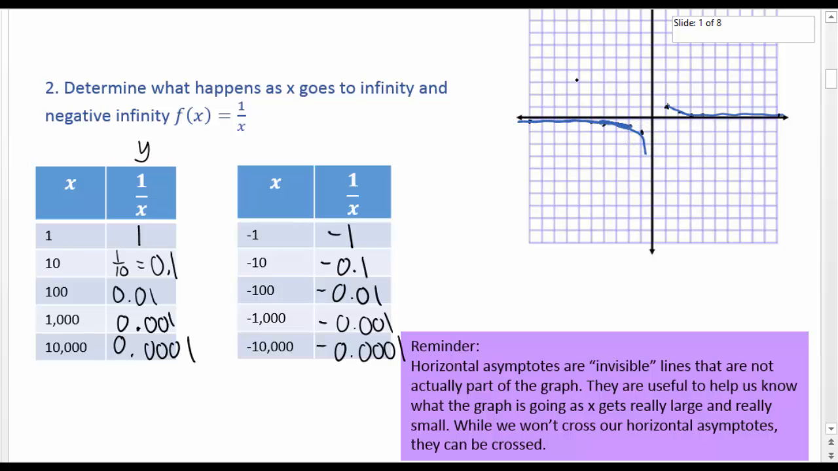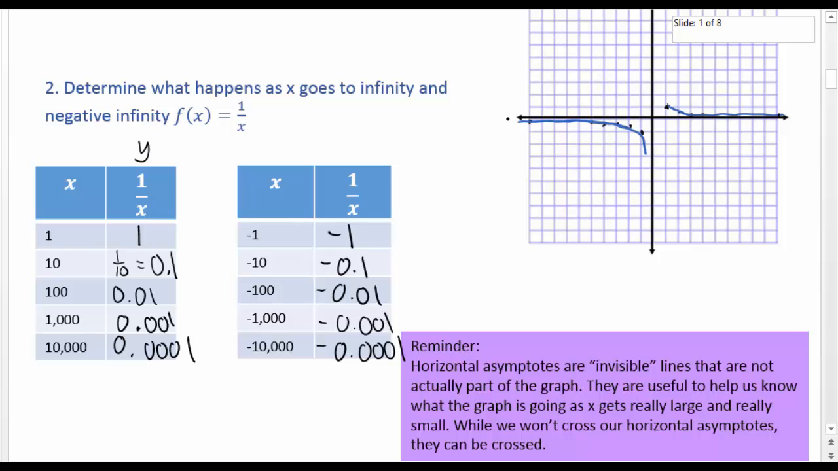So we have part of this graph figured out. Notice that we've already decided that we will never have a value of y equals 0, because as x gets really, really large, or really, really small, so really positive or really large negative, we're not going to actually touch 0. This is going to be a horizontal asymptote.